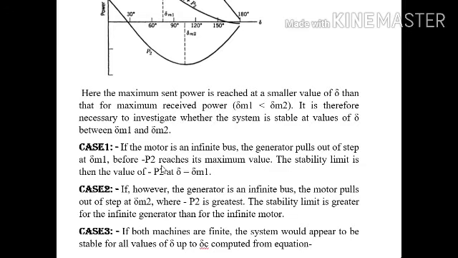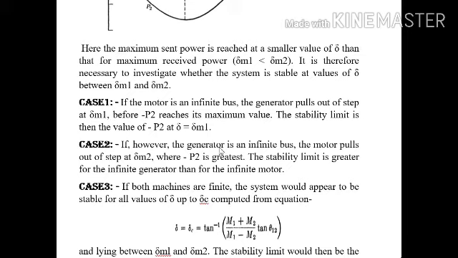Then case 2. If, however, the generator is an infinite bus, now the motor is receiving the power from the infinite bus. In that case, the motor pulls out of step at delta M2. It loses its synchronism at delta M2, where minus P2 is greatest. The stability limit is greater for an infinite generator than for an infinite motor.